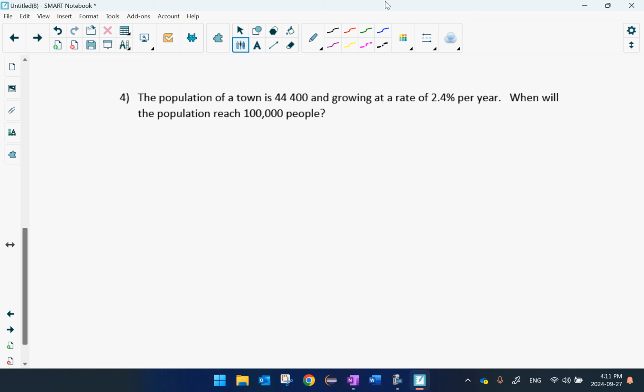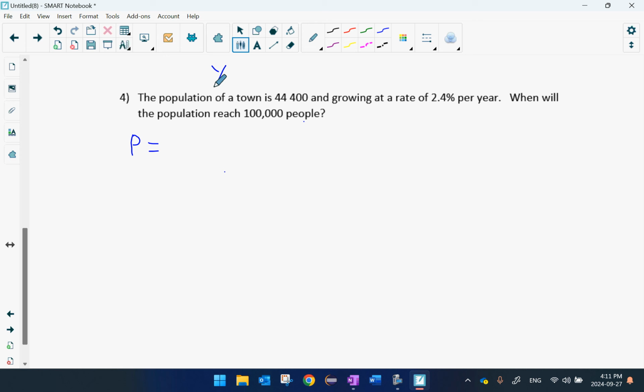Okay, here we have a word problem. Population of a town is 44,000 and growing at a rate of 2.4% per year. When will the population reach 100,000 people? So we've looked at exponential growth problems like this, where we were able to predict populations, but now we're doing the reverse. Now we're given a population and we're going to predict the time. So we might start off with some type of formula.